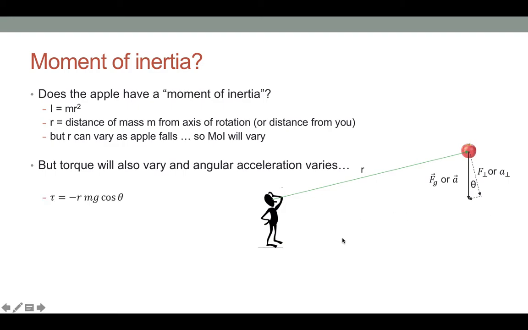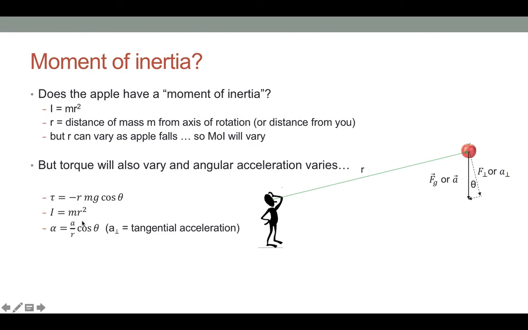Torque would be r cross F, which would be r times the force, and this right here is the component of the force that is perpendicular to r, which is one way to calculate the torque, r times the perpendicular force, which would be the weight, mg, times the cosine of this angle right here would give me the component of the force that is perpendicular to r. It's negative because notice this is a clockwise torque. Moment of inertia is just mr squared.